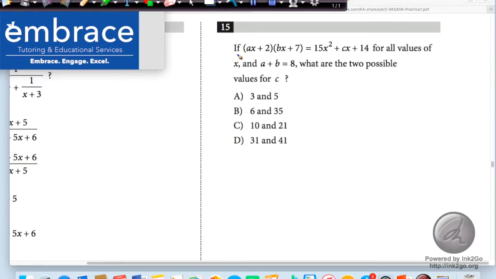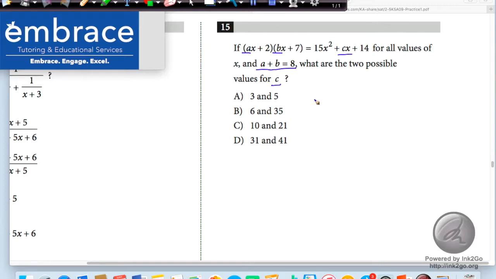So 15 says if (ax + 2)(bx + 7) equals 15x squared plus cx plus 14 for all values of x. I'm noticing that this c here is another variable. A plus b equals 8. That's a big hint, because I know a plus b is going to be 8. What are 2 possible values of c?